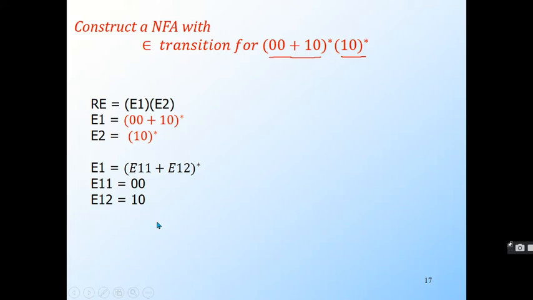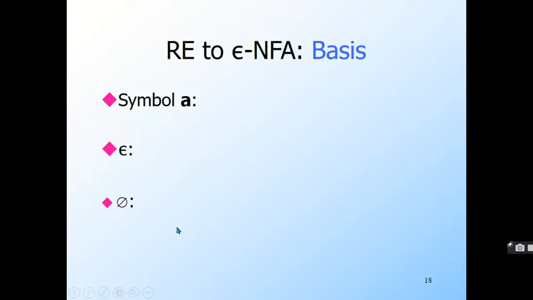So now let us construct the basic units of this given regular expression, which are E11, 00, and E12, 10. So we know that a simple symbol a will be represented using Thompson's construction as a transition from one state to another state, and the epsilon transition is denoted as a transition with input symbol epsilon, and if it is phi, there is no transition among the states.